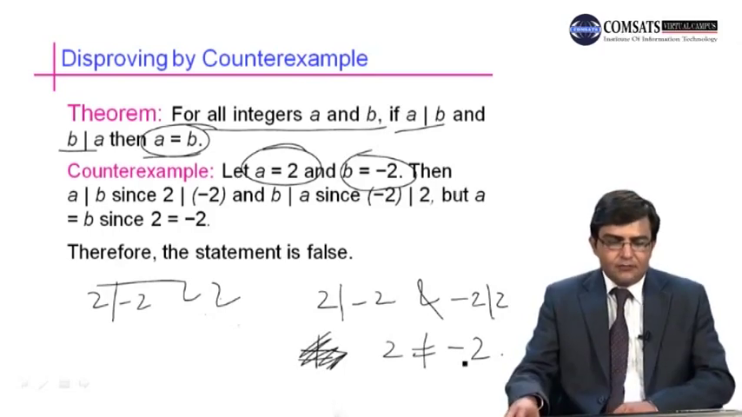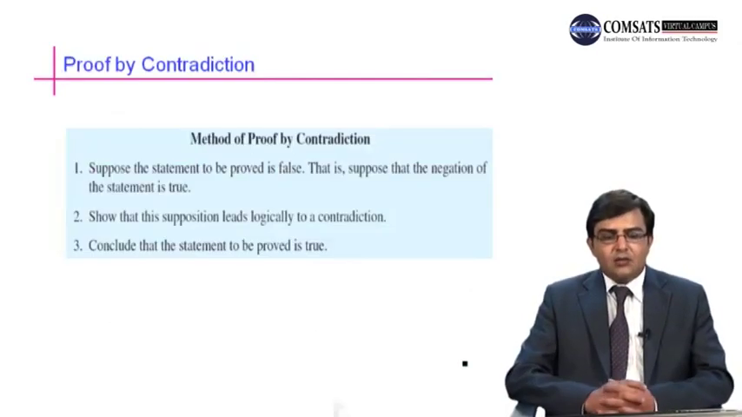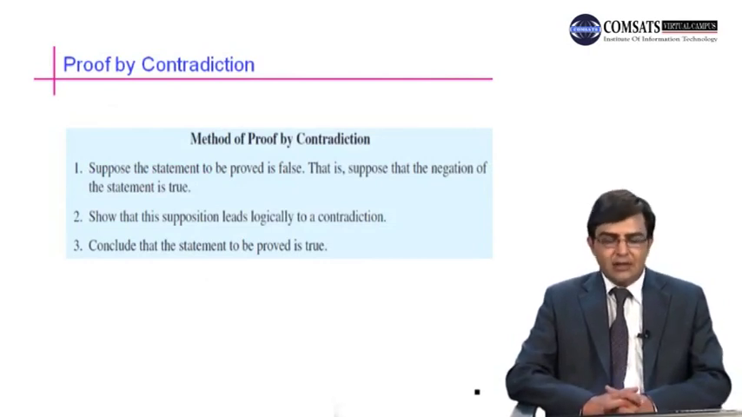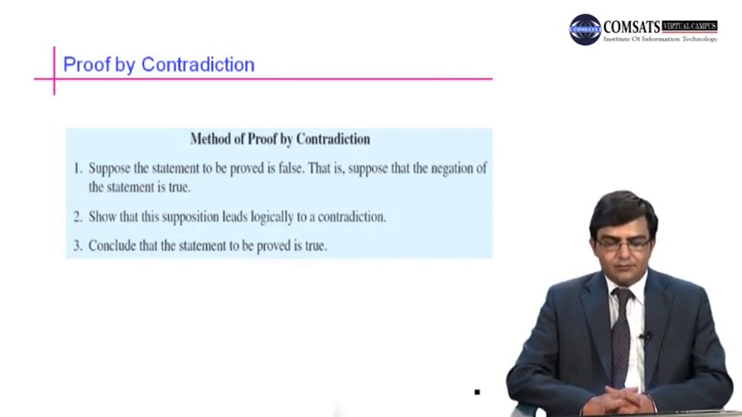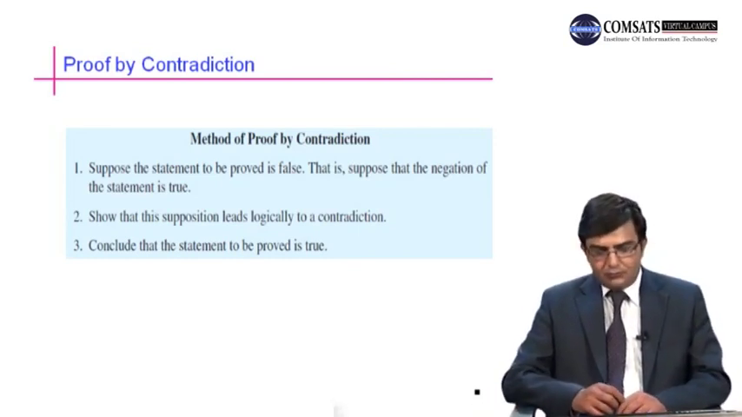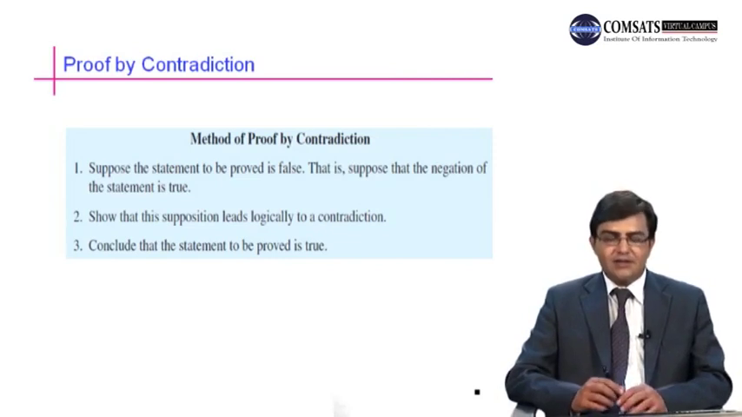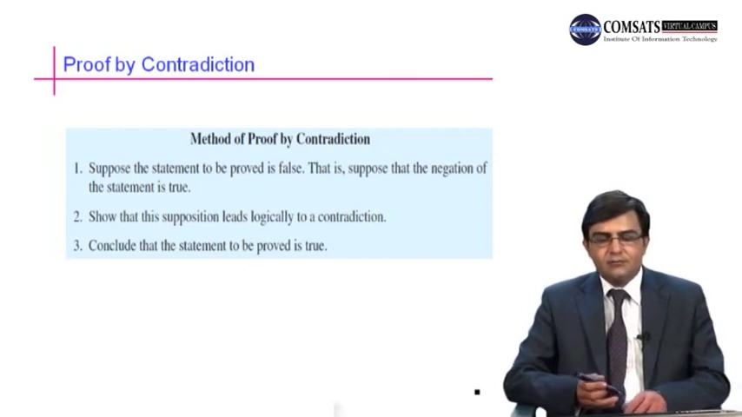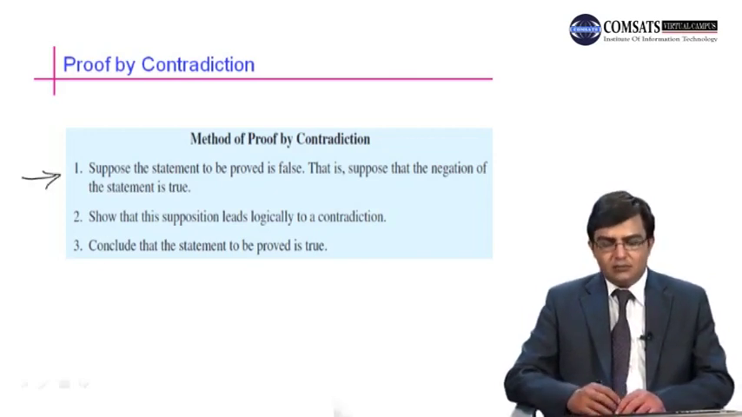Next we see what the proof by contradiction is. So this is also a direct method of proof. So what are the major steps in the proof by contradiction? The first step is basically suppose, as by the name contradiction, we suppose that the conclusion is false.